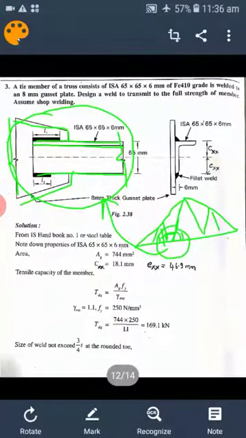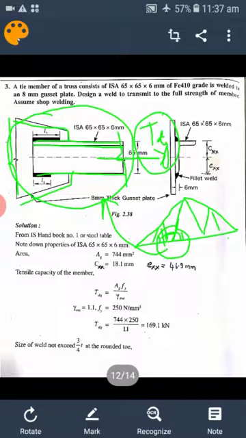This angle section, 65 by 65 by 6 mm, is connected, and the question asked here is to design the weld to transfer the full strength of the member. The load to be transferred is not given, so that load is to be calculated using a codal provision. The full strength of the load, let us take it as Tdg, the design tensile strength of the gross member, is to be calculated. Since the load is not given, we have to calculate it using this formula.